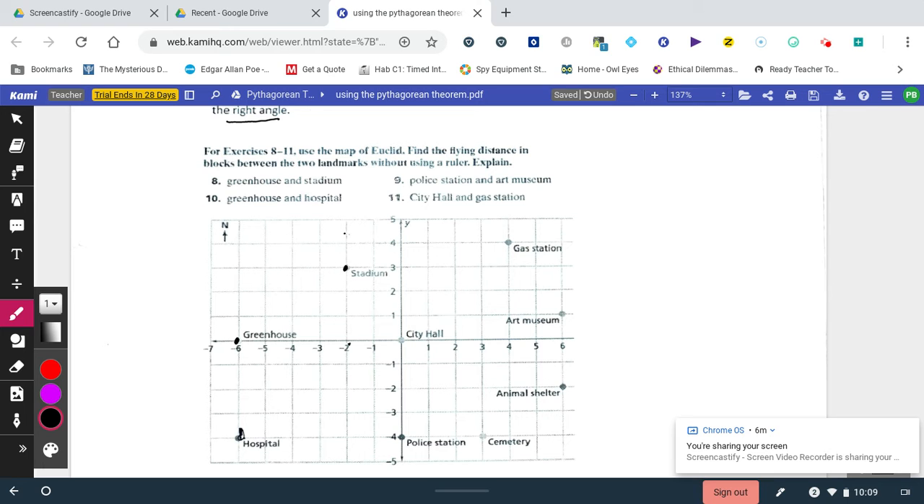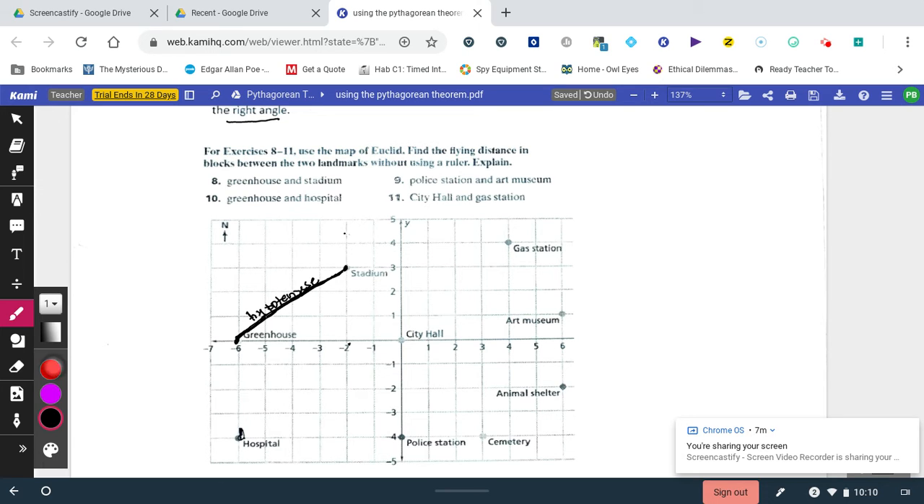So we want to go here. Fly between these two places. All right. This is my hypotenuse. Keep in mind, it's because it's a slanted side. Somebody's asking, how do you know it's the hypotenuse? I don't even see a right angle. Okay. We're going to draw a right angle.